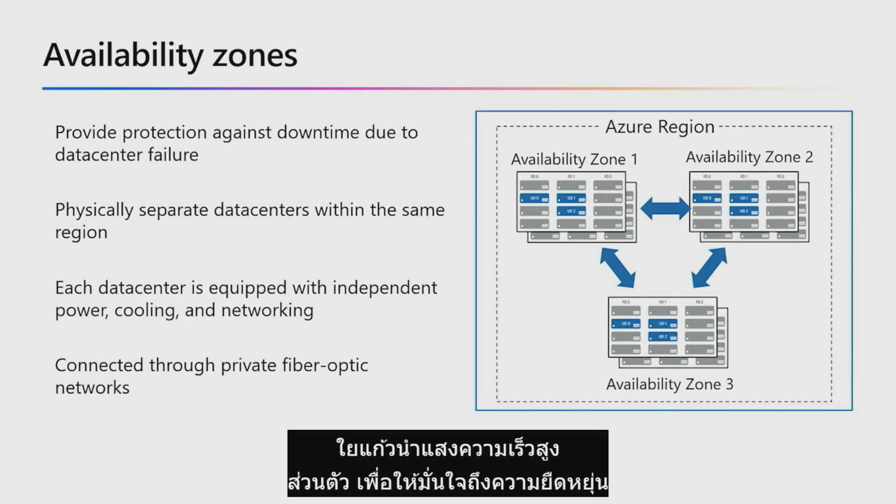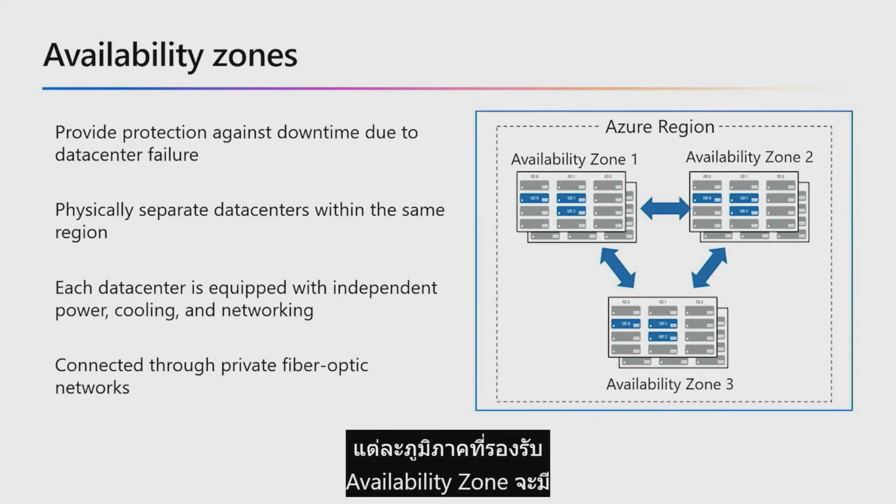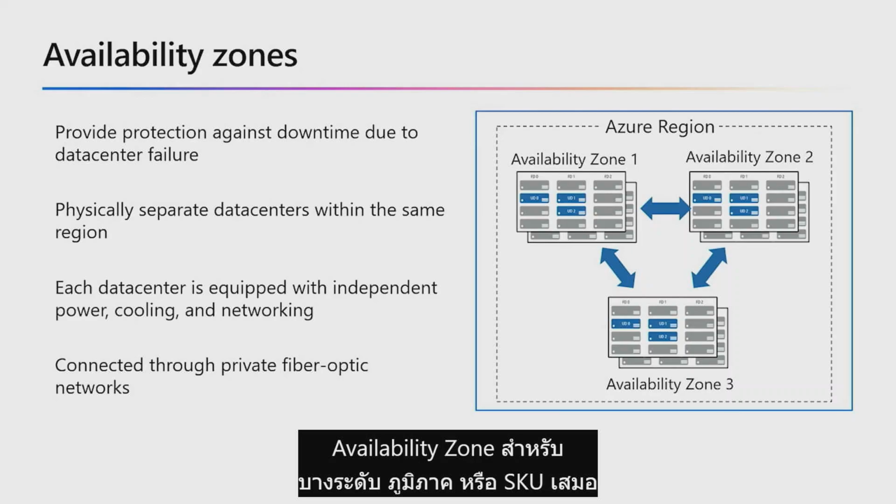To ensure resilience, each region supporting availability zones has at least 3 separate availability zones. However, some services may have limited support for availability zones. For example, some may only support availability zones for certain tiers, regions, or SKUs.